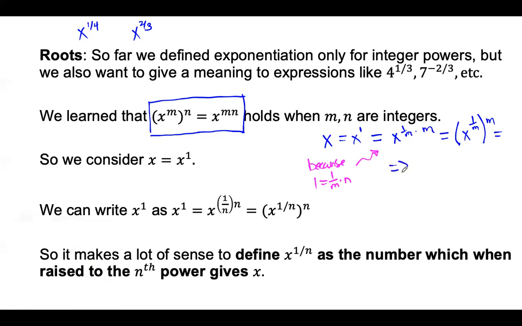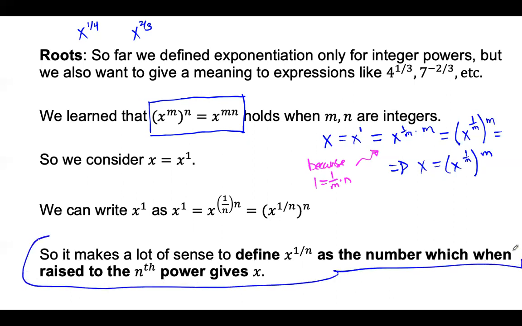So this will imply x is therefore equal to x to the power 1 over m times m. I just changed the n's to m's here. So essentially, it makes a lot of sense to define this x to the power 1 over n as a number which, when raised to the nth power, gives x. Let's just circle that.